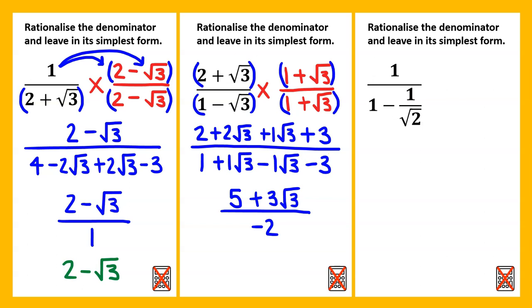For the last question, our fraction involves a denominator with another fraction, which also needs a denominator that has to be rationalised.